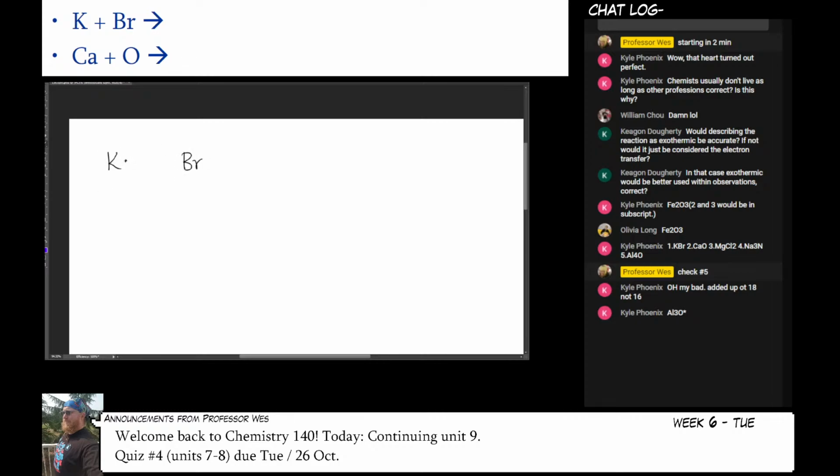Okay, so for K and Br, we need to figure out what charges they adopt. So there are my 2 elements. If I get rid of this electron, potassium gains a plus charge. And if I add an electron, bromine gains a minus charge.